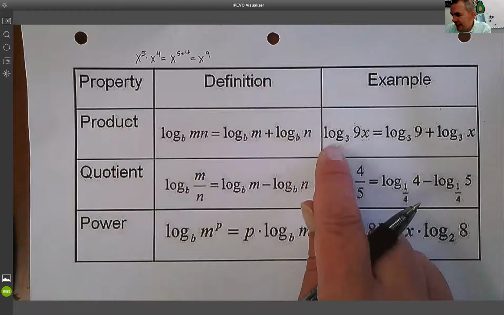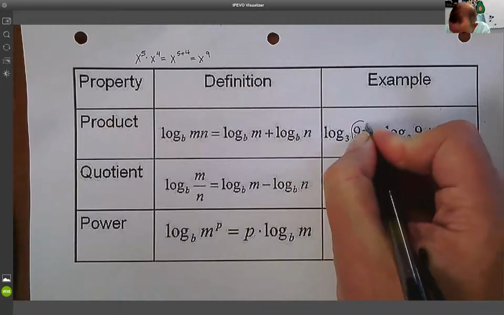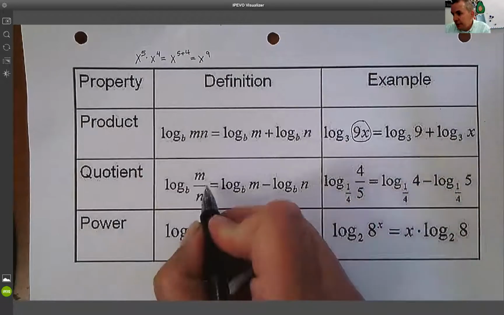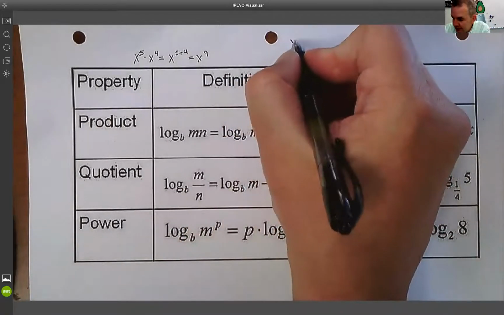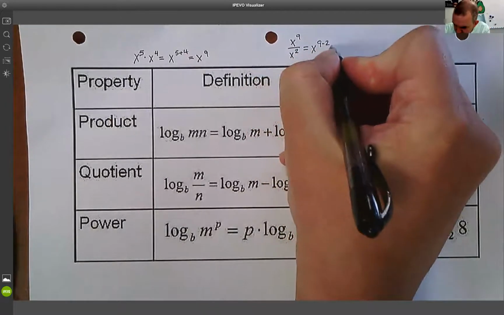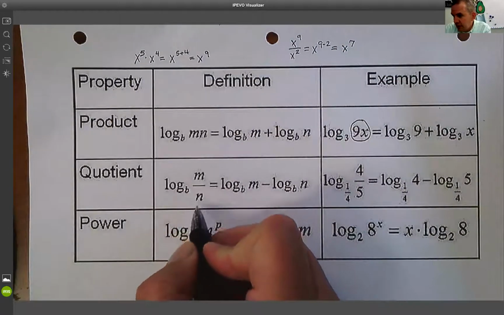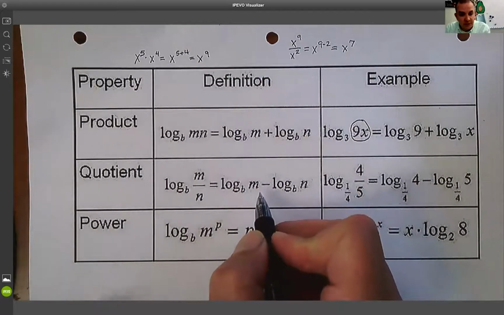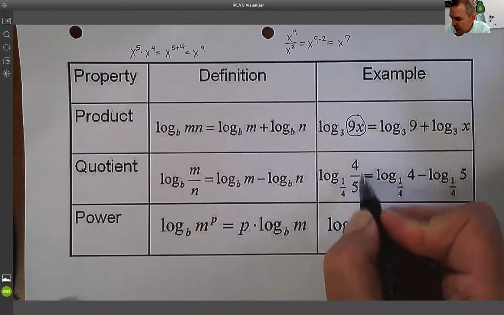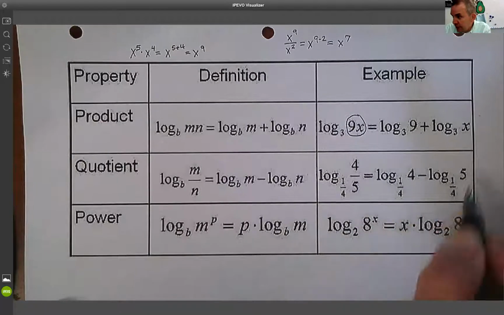So what it says is that if I have a product in here, two or more things multiplied together, I can split it up into an addition. The quotient rule is like our rule that x to the 9th divided by x to the 2nd is x to the 9 minus 2, x to the 7th. I do that subtraction. If I take the log of a division, it's equal to the subtraction of the two individual logs, the numerator minus the denominator. So for 4 over 5, the log base stays the same, and it's log 4 minus log 5.